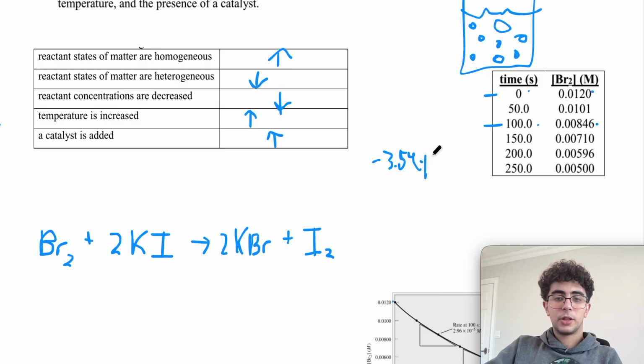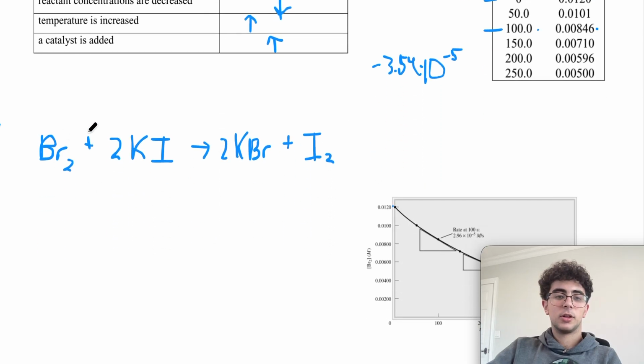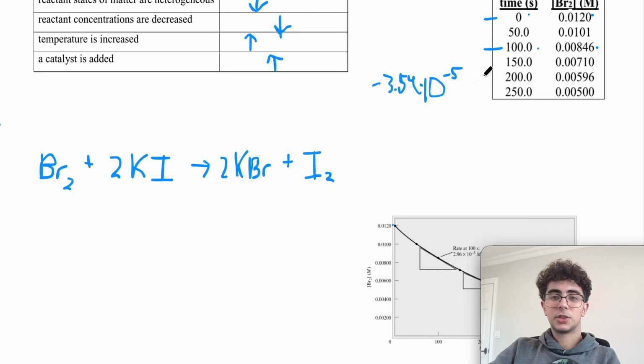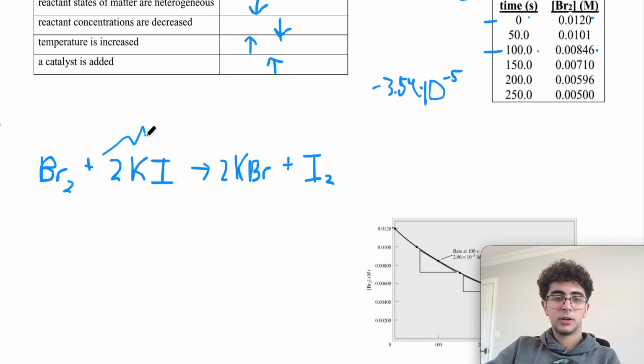Another thing that could get asked, and this is a very common question, is they'll give you a reaction like this with balanced coefficients. If we look at the same table but for KI, it's going to be getting used up way faster, because every time the reaction happens, one Br2 molecule gets used, but two KI's get used up. So the KI concentration is going to drop quicker because two of them react every time the reaction happens. So it's not really an accurate way to gauge the rate.